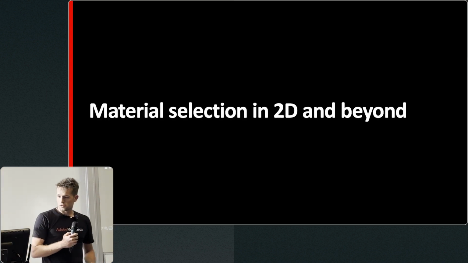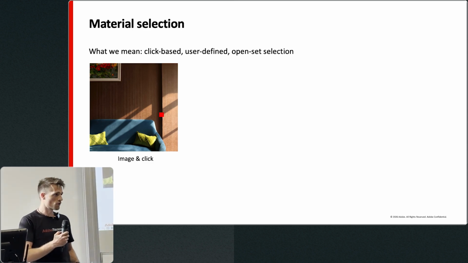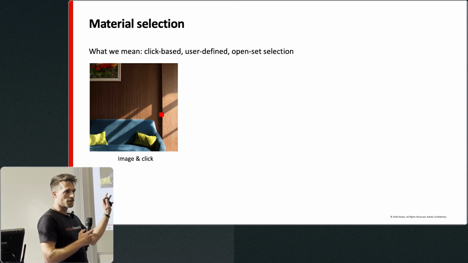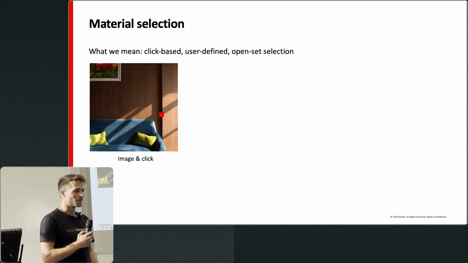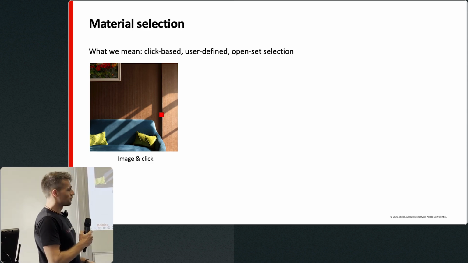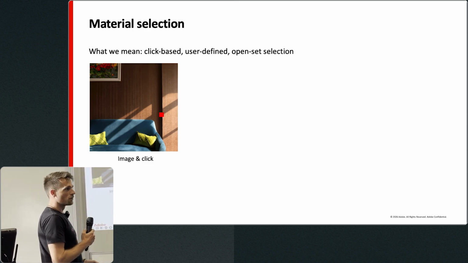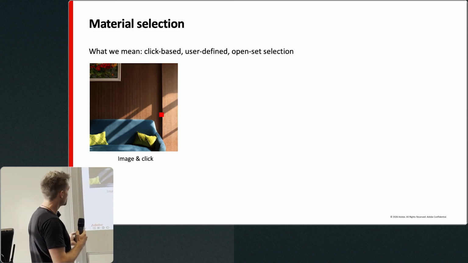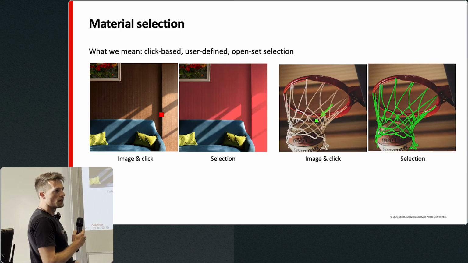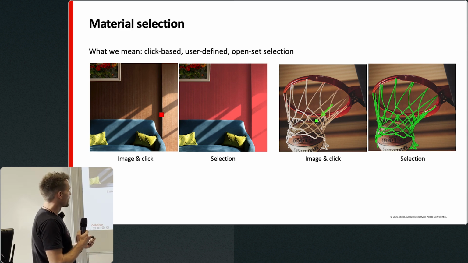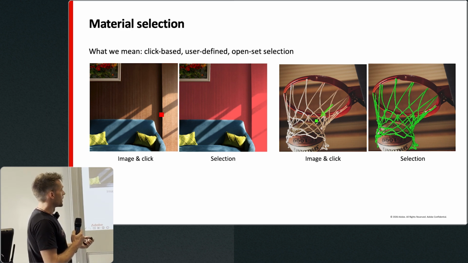Okay, so to get into the talk, I brought a little motivating example, because this is the thing you will be tormented with for the next half hour. We talk about material selection, and usually what we mean by that in this context is going to be an image. There's a click here, right? So user provided click and an image, and the output of the algorithm that we want is a mask, a selection mask, where all the pixels that have this material, regardless of differences in shading, are selected.